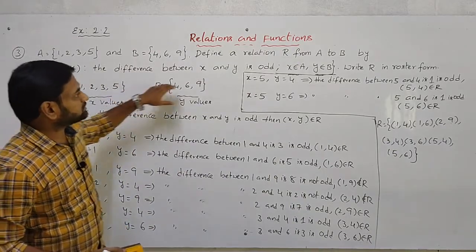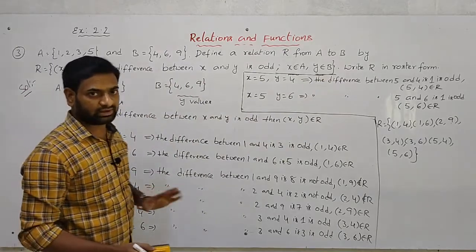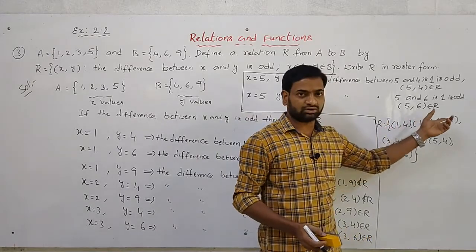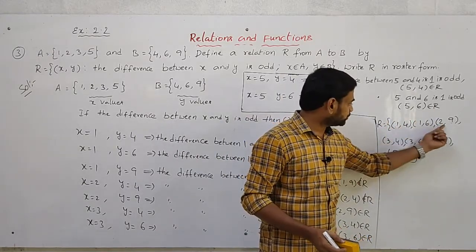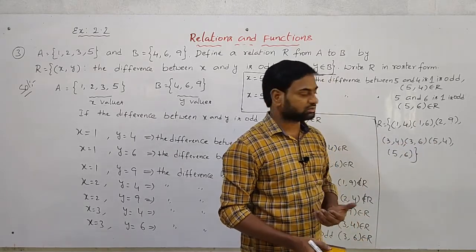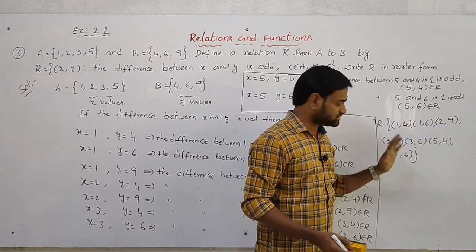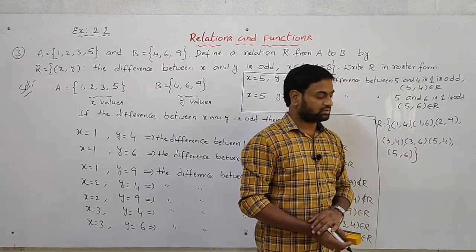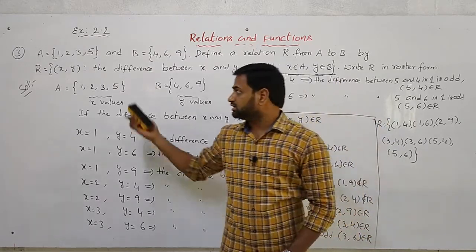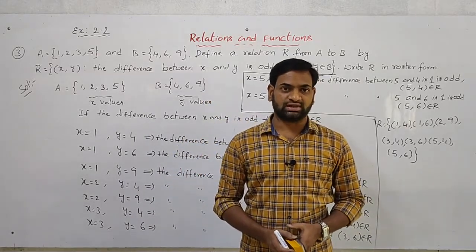So you just have to write it in the roster form. No need of finding domain and range. If you want to find domain and range, the set of first elements is called the domain. That is 1, 2, 3, 5. These are the domain. Next, the range is 4, 6, 9. That's it. So it is the writing in the roster form. So it is the third one. And the remaining problems I will give in the next class. Thank you.